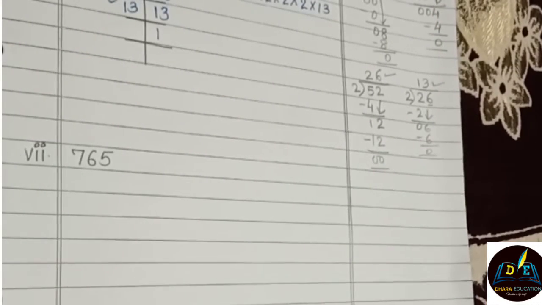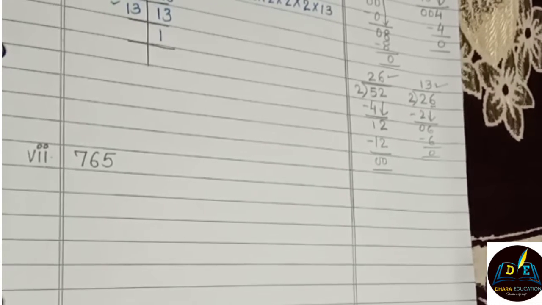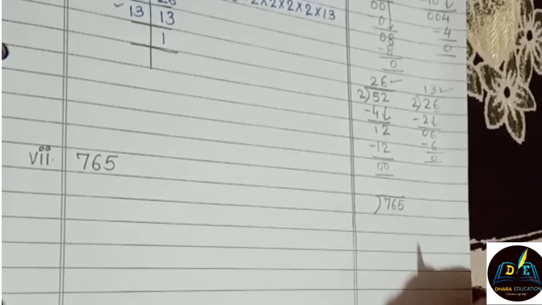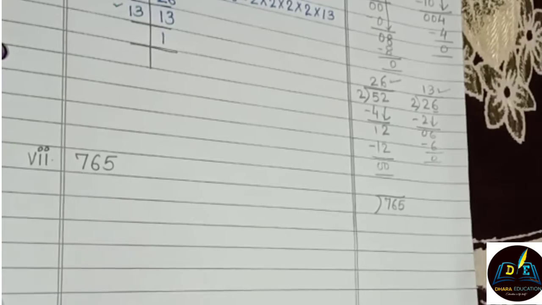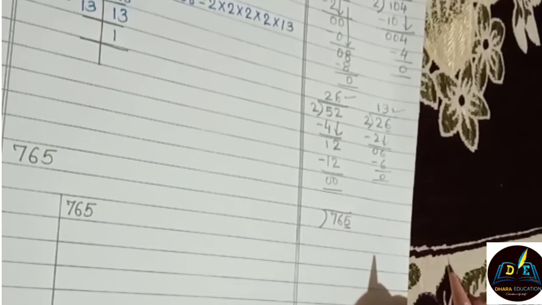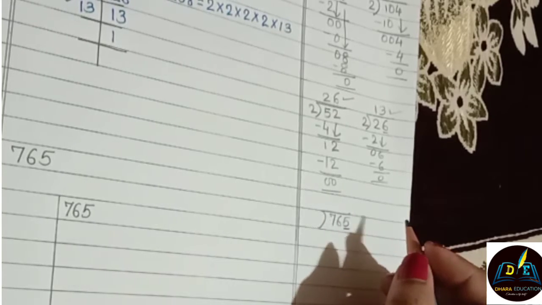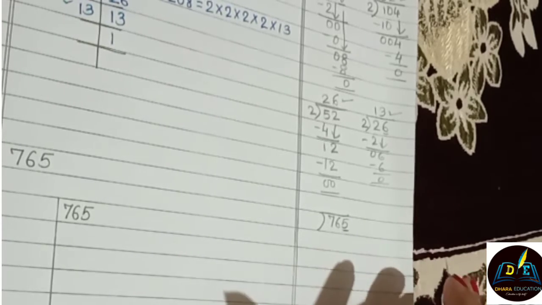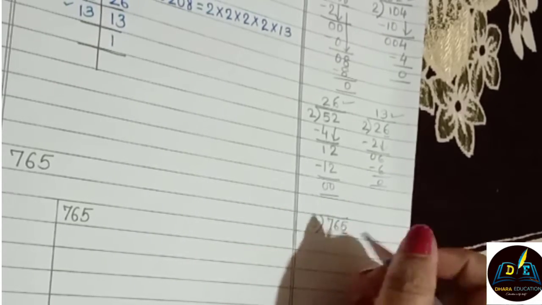This is the 7th sum wherein the question is 765. So first of all in the rough work we will put 7, 6, 5. Okay, and then we will draw the line for the solution. Here, as the unit place is 5, we need to understand which odd number we need to divide the sum by. First of all, we will solve with the odd number 3. So let's start and see what will happen.